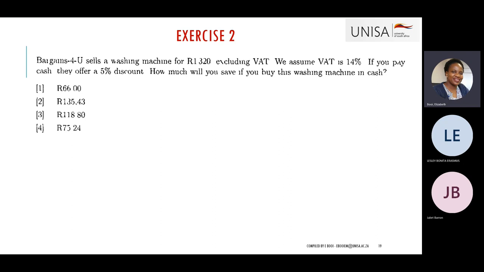Okay, I can assume from what they're telling us, Bargains is selling the washing machine for this much, excluding VAT. So VAT is not included in this. So we don't even have to calculate it, even though they're telling us that we need to assume that VAT is 14%, it's not included in the price of the washing machine. If you pay cash, they offer a 5% discount. So how much money would you have saved if you buy the washing machine cash?